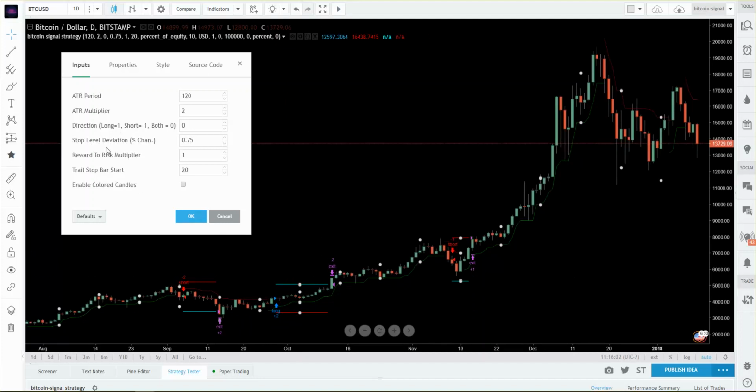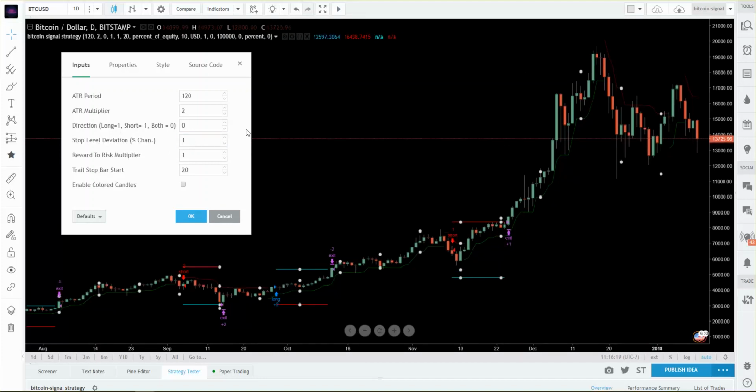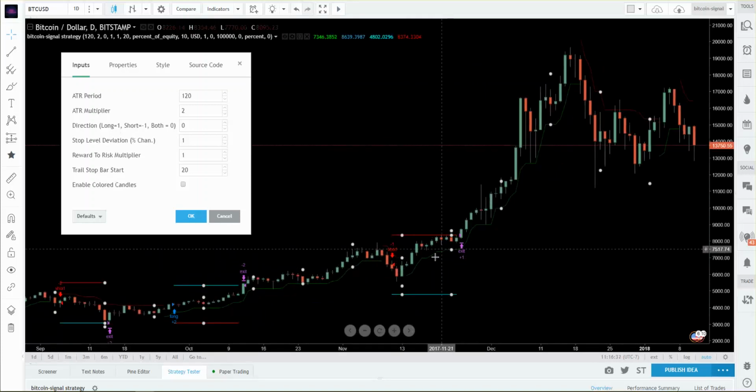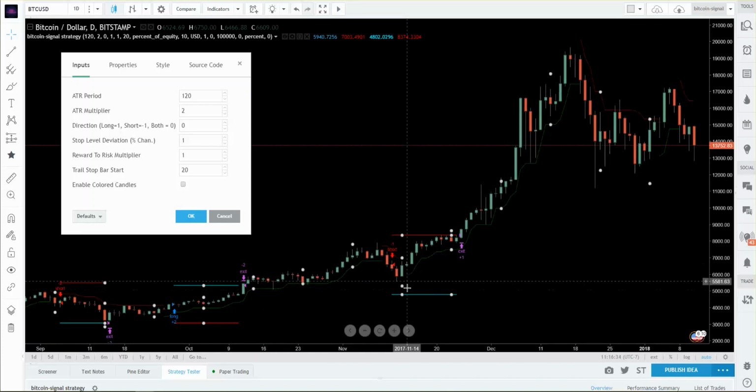Then there's this stop loss deviation, which is based on this percent channel value. So what this means is, if we set that to 100%, so to 1, let's say 1, at the time of entry, it looks at the width of the band, and it will extrapolate that width to get your stop loss level.